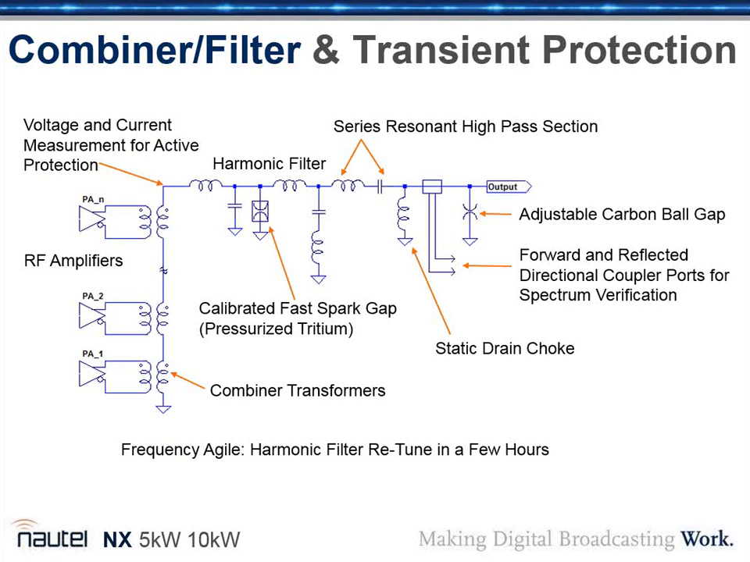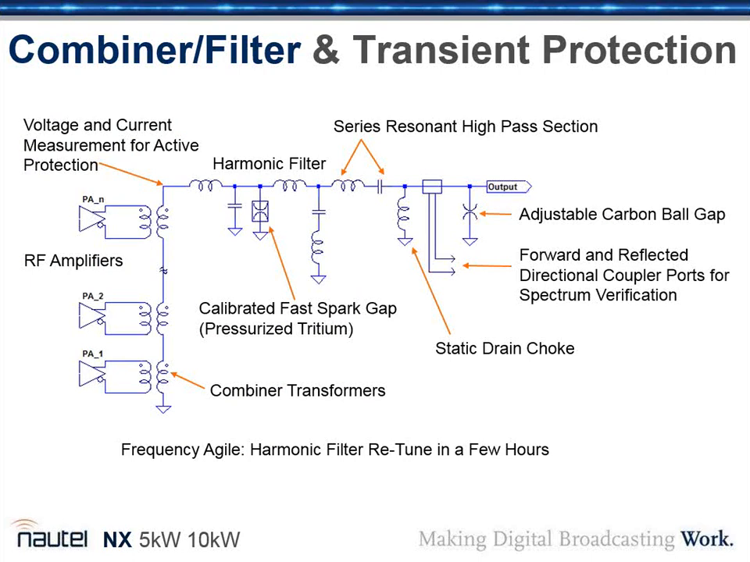That's adjusted to fire just over the peak voltage output of the transmitter. The carbon ball gap can absorb tremendous amounts of energy, but it's kind of slow. Right, exactly. So it's slow, but a high number of joules can be dissipated. All right. Then next.